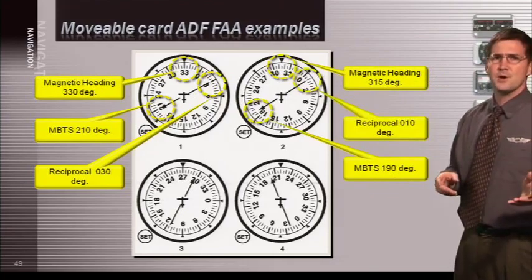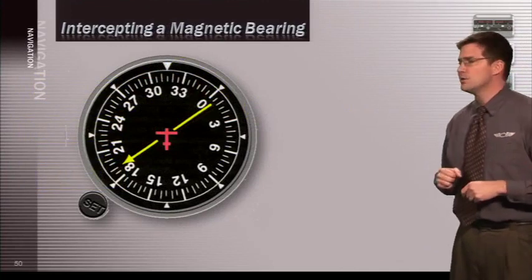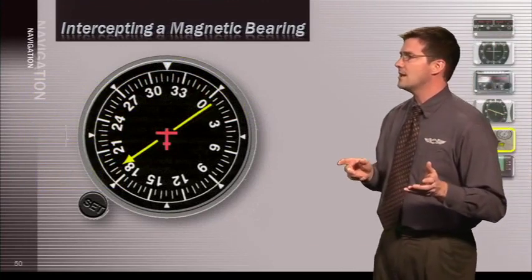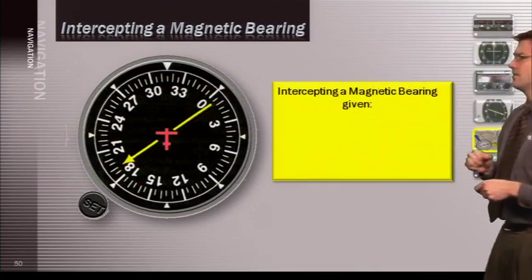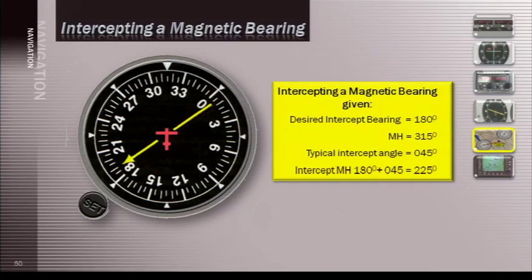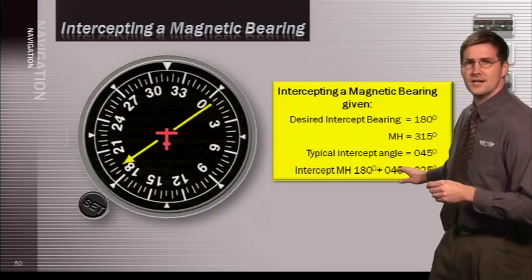Now, from time to time, you're going to be asked to fly an intercept to a magnetic bearing. Let's say, for instance, you want to intercept the 180 degree bearing to the station. Here are the givens involved. You have a magnetic heading of 315 degrees. To fly an ADF intercept, you typically use about a 45 degree interception course. So adding the intercept angle of 45 degrees to our intercept bearing of 180 degrees gives us an intercept course of 225 degrees that you can see right here.